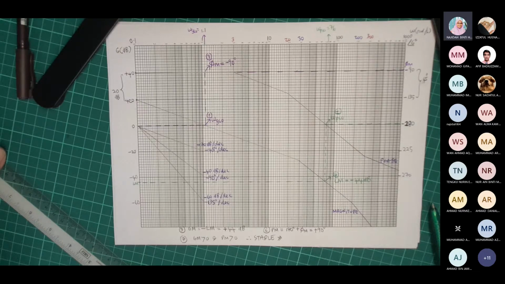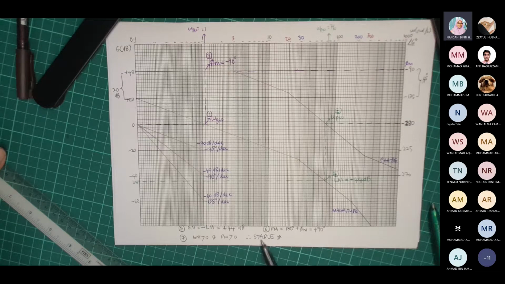Okay, and then the final step, step number 7, you analyze based on step number 5, gain margin and phase margin. Only if gain margin is larger than 0, positive 44, and phase margin is larger than 0, positive 90, then the system is stable. If one of gain margin or phase margin, or both, are lesser than 0, the system will be unstable.